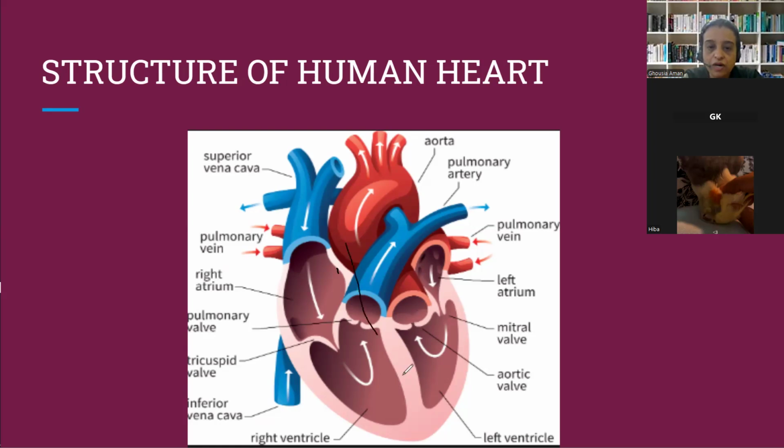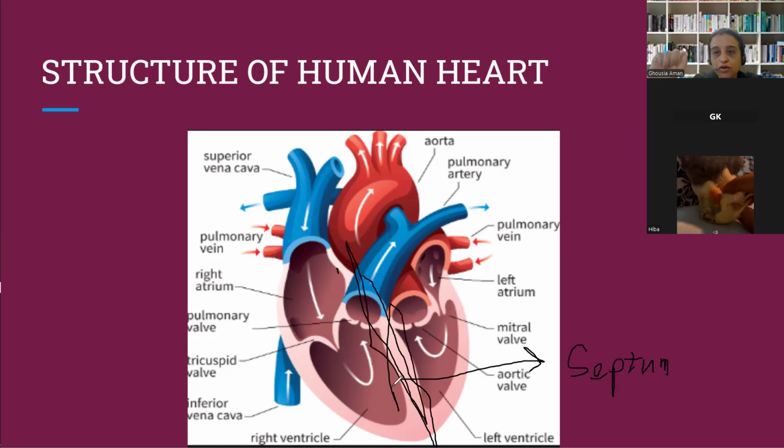Right in the middle of the heart, you can see there is a muscular wall. This muscular wall of the heart is called the septum. So this is the septum. This septum is dividing the heart into left and right parts. What is the septum? The longitudinal muscular wall is called the septum. So the septum is dividing the heart into left and right parts.